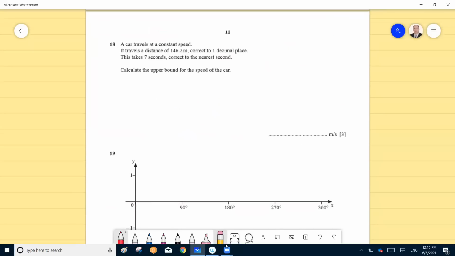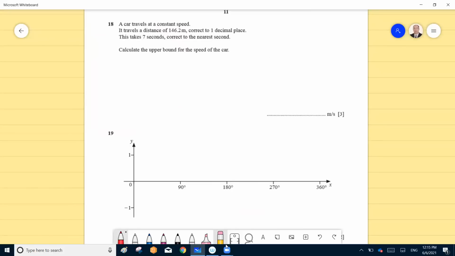Question number 18: a car travels at a constant speed. It travels a distance of 146.2 meters, corrected to 1 decimal place.